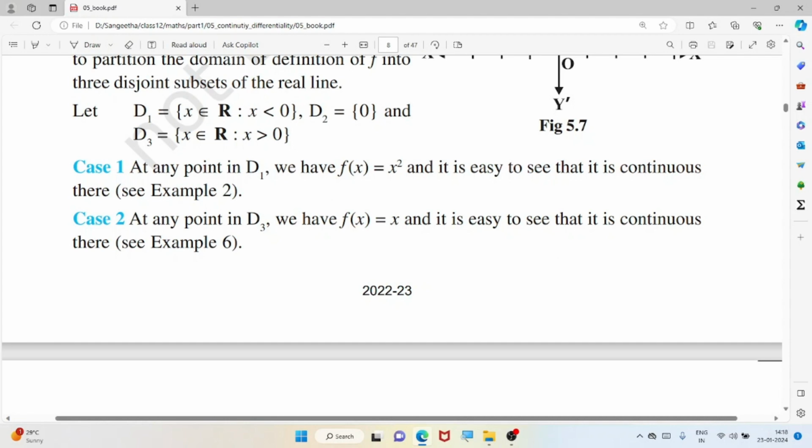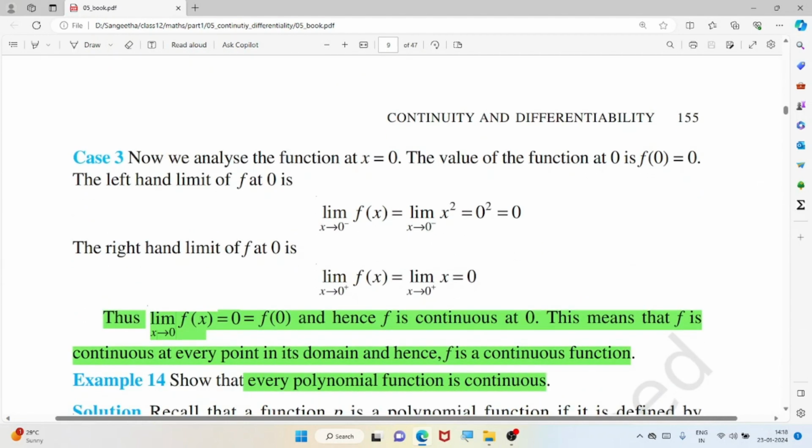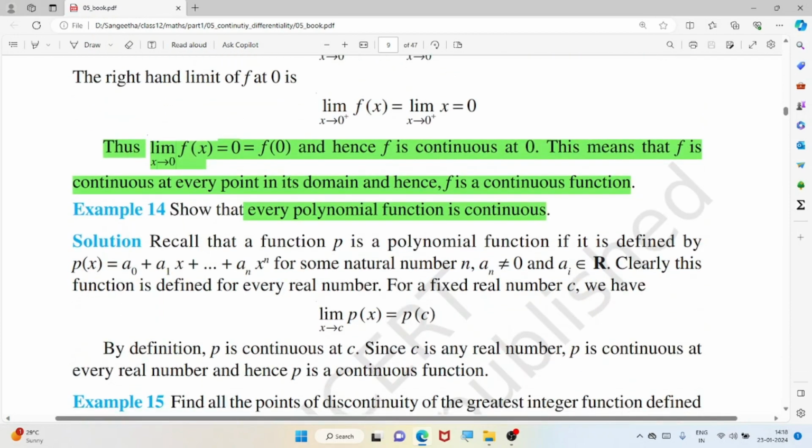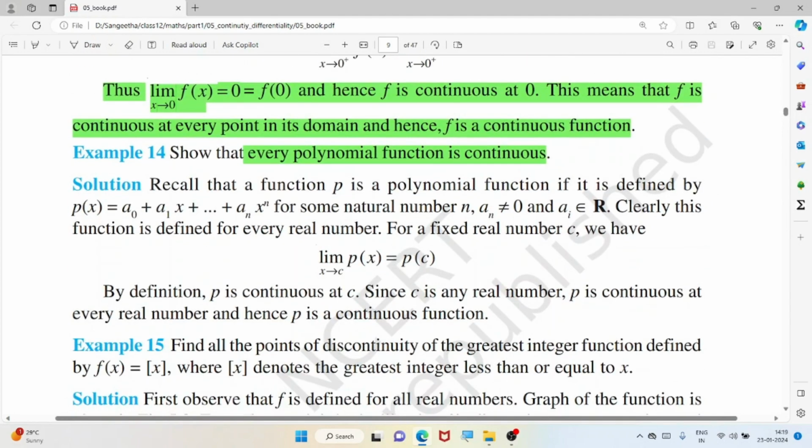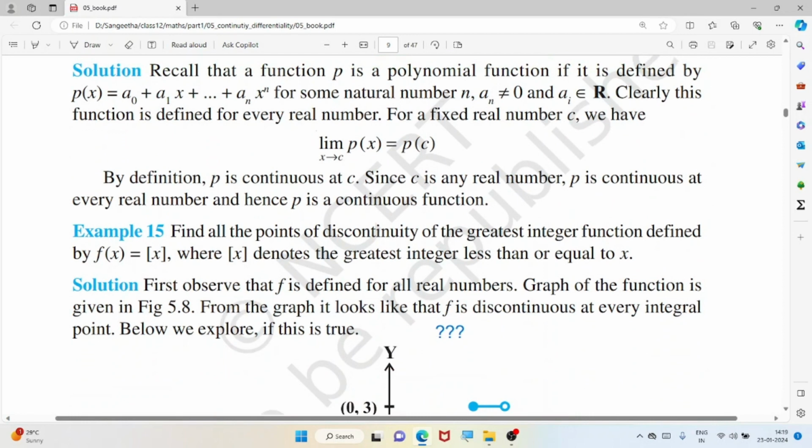See, it is continuous, but at x equal to 0, these two are again 0. So there is continuity. The LHS and RHS limits are matching, so it is a continuous function. Every polynomial is continuous. So you can go through this.